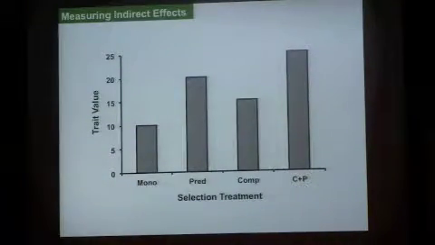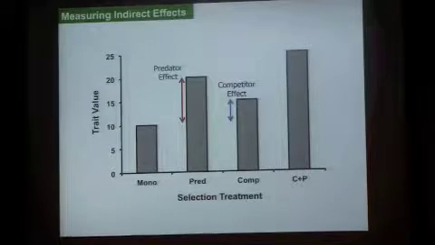And so this is not real data. This is just made up data. So this is if we have some trait value on the y-axis. Trying to partition out those indirect effects can be a little bit tricky, so I just wanted to walk you through how we do it. So we have cells that evolve in a monoculture, say, have this value. We can measure the direct effect of the predator as just the difference in effect size between the monoculture and the predator treatment. And we can measure the competitor effect as the difference between the monoculture and the competitor treatment.